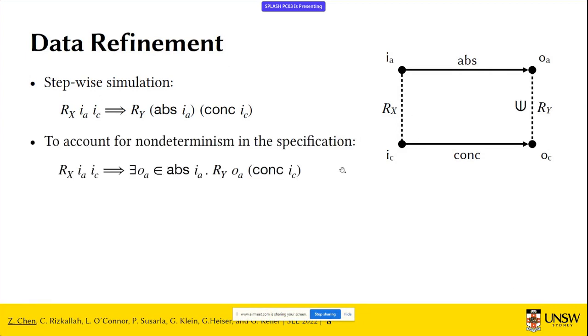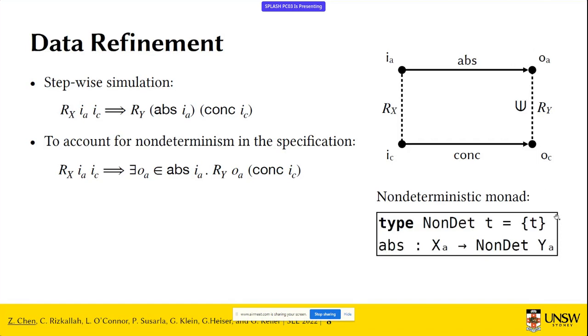We can make the specification more abstract by allowing non-determinism in them. So instead of saying we can only output a single result, we can use a non-deterministic monad, which is essentially a set, saying that, okay, we can have a set of allowable results. And to reestablish the refinement relation, we just say, okay, the concrete output is just an element of the possible results in your specification.